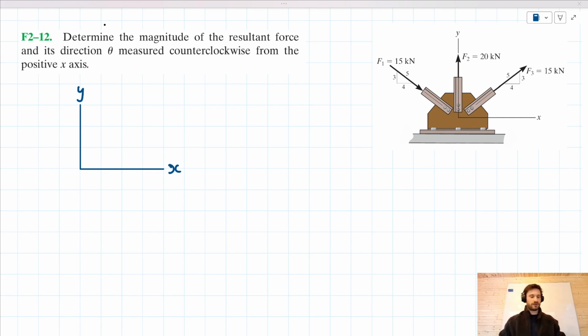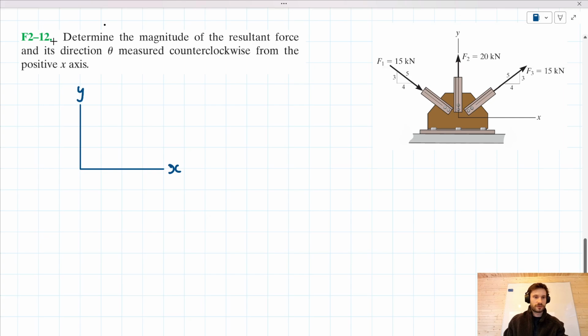Hibbeler. So we have this problem here from chapter 2, which states: determine the magnitude of the resultant force and its direction theta measured counterclockwise on the positive axis. So let's just crack on with this problem as we ordinarily would. Let's draw our free body diagram.